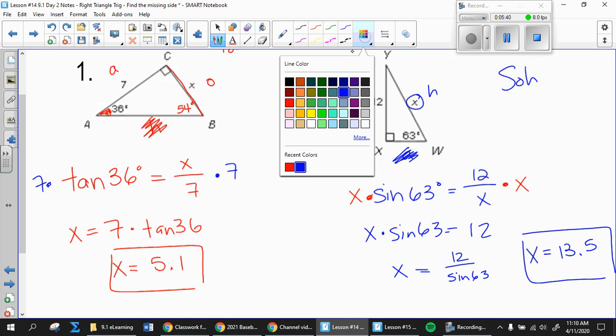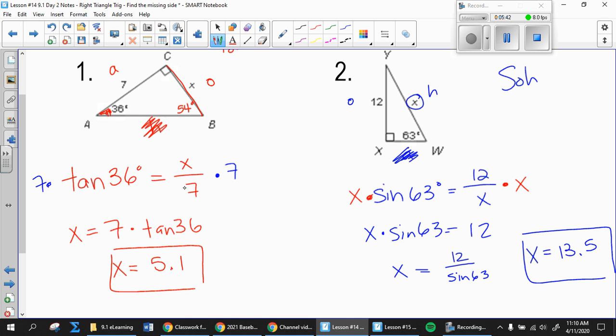So we have two different types of problems. We have the problem where x is on the top, and we simply multiply by whatever number's on the bottom. Or if x is on the bottom, that's where we have to do these two steps, where we multiply by x and then divide by sine of 63. One thing you're going to notice when x is on the bottom is that the sine of 63 and the x just switch places. That will occur every single time you do these problems.